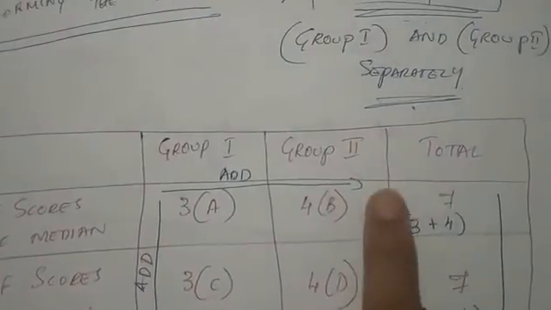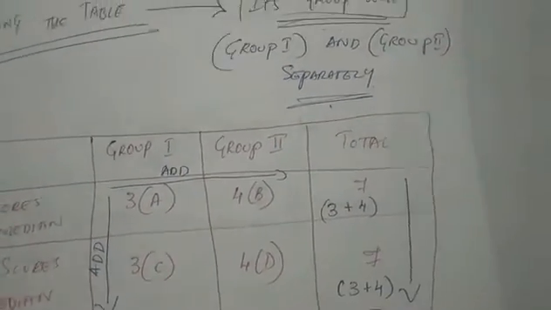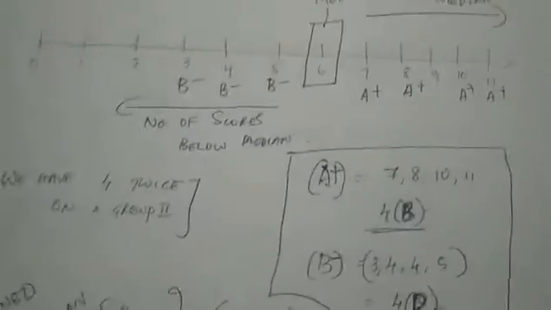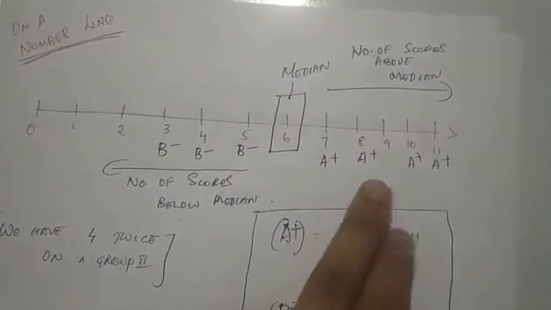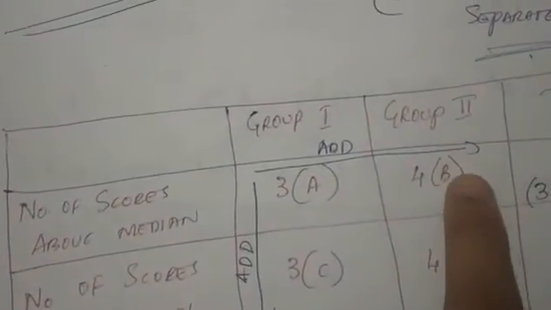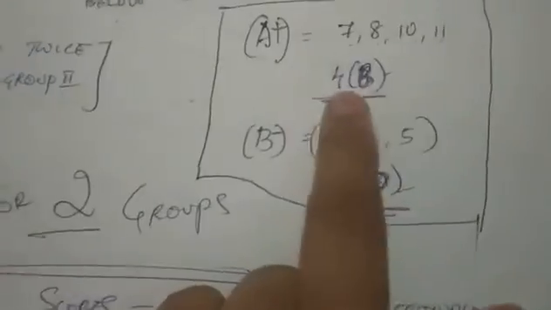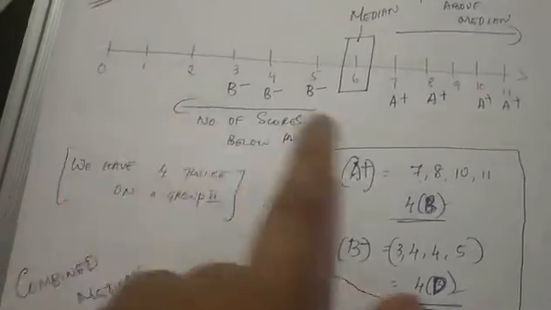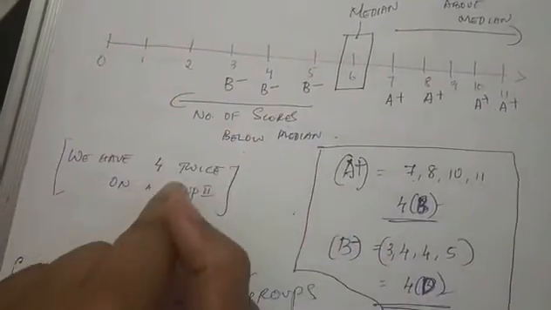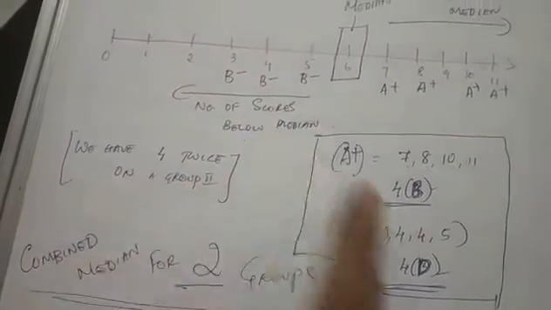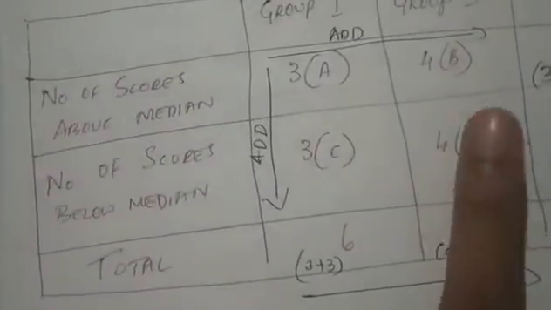And now let us move on to group 2. Talking about group 2, we have to find number of scores above the median. Here the median is 6 and the number of scores above the median are 7, 8, 10 and 11. 4 scores. That should be listed under column B. So 4B. And B minus is number of scores below the median. We have 4 repeated twice, so we have 3, 4, 4 and 5. Total 4 scores. Again we fill 4D.